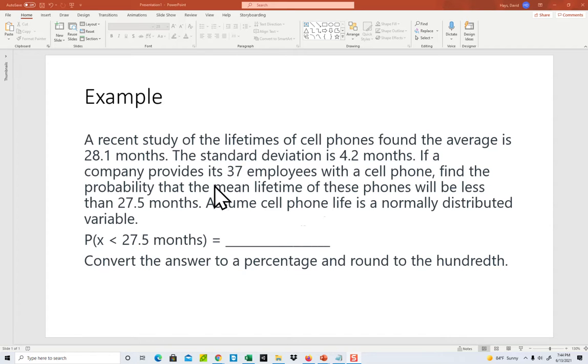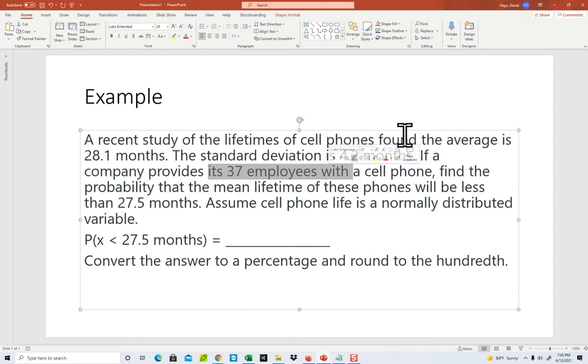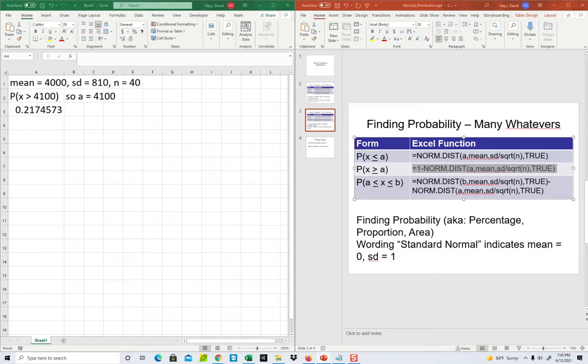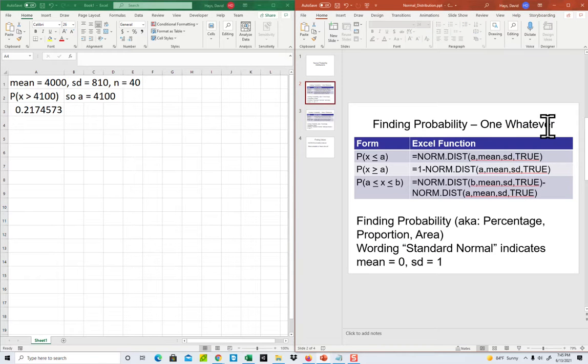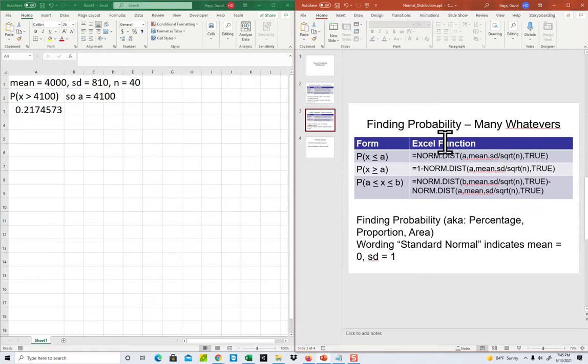Okay. Notice we're not talking about one employee. We're talking about 37 employees. So, question, are we dealing with one whatever, one employee, or are we dealing with many whatevers, many employees? We're dealing with many employees, specifically 37. So we'll be using these formulas here.